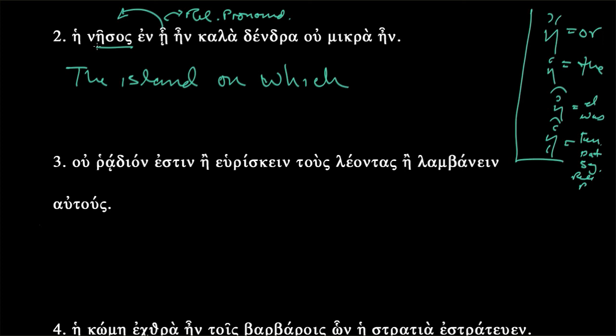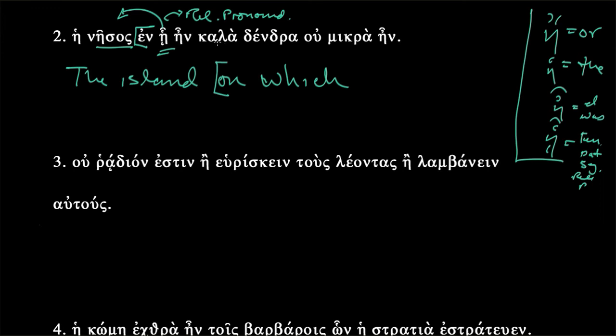Well, nasos is both feminine and singular, so that fits the bill. Now, why is this dative, though? Well, the preposition takes the dative, so really our relative clause is starting with this prepositional phrase. So if we want to block it off, it really starts with that n. So en he, on which, ein kala dendra.